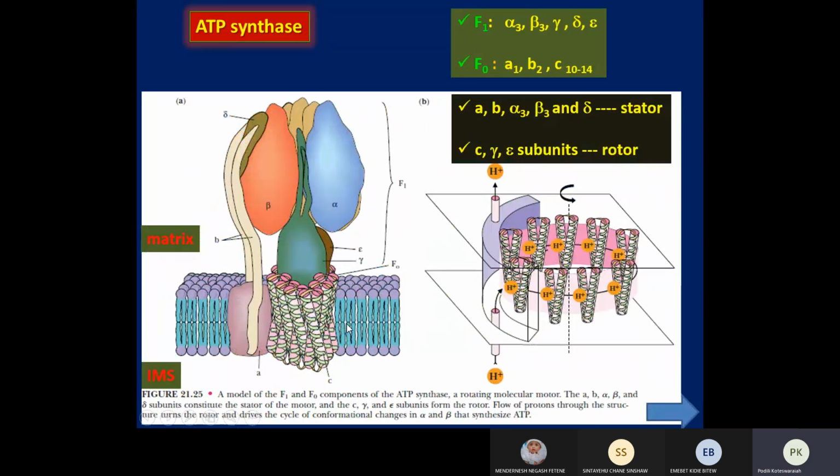If you look carefully, the c subunits, the gamma subunit and the epsilon subunit form a rotor, whereas the a subunit, the b subunits, alpha 3, beta 3 and delta form a stator.